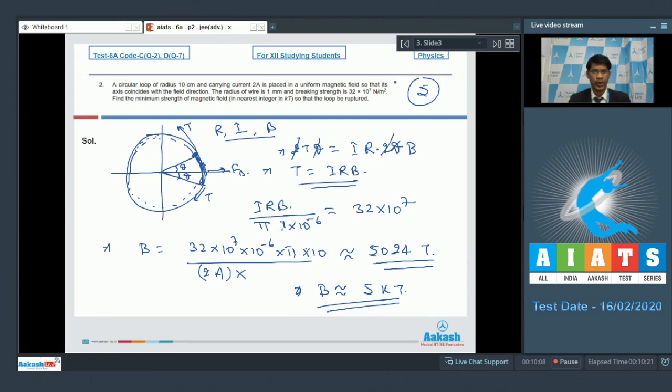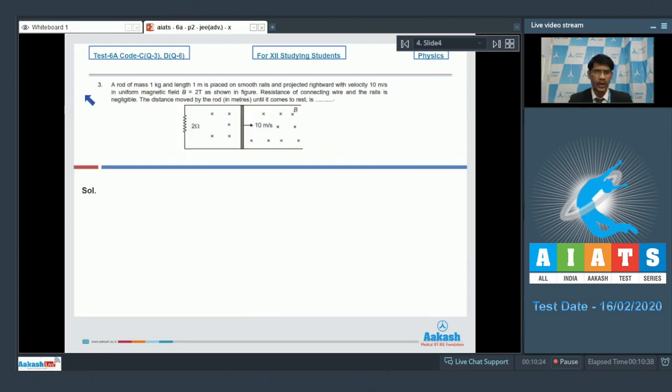Now let's proceed to question number 3. In question number 3, a rod of mass 1 kg and length 1 meter is placed on smooth rails and projected with velocity 10 meter per second in uniform magnetic field B equal to 2 Tesla as shown in figure. Resistance of the connecting wires and the rails is negligible. The distance moved by the rod in meters until it comes to rest is.